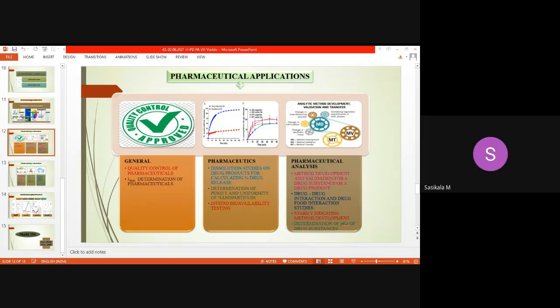Stability, ma'am. Stability indicating method development. Next, we can determine pKa of drug substances, the acid dissociation constant, that you will be performing in the lab also. So we will come to know how pKa is determined using UV visible spectroscopy.